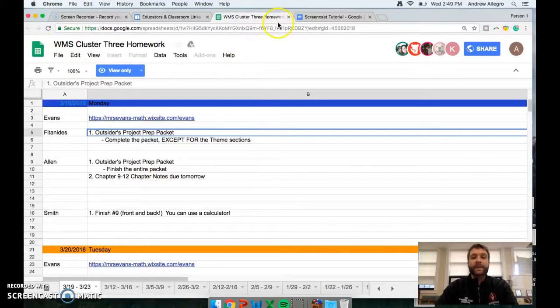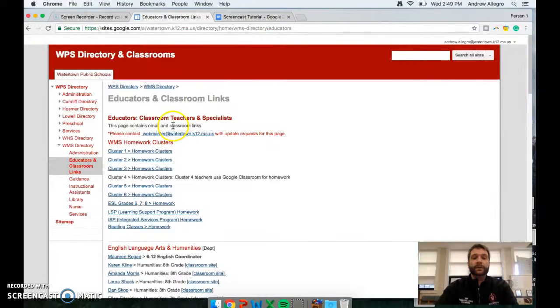Remember, any of the clusters can be found on the web page that we searched for. Even homework for ESL, LSP, ISP, in reading classes.